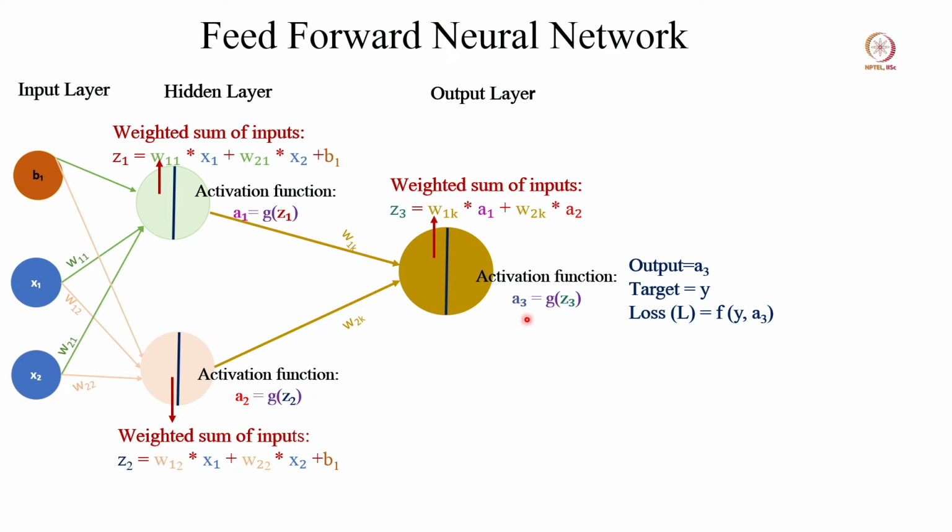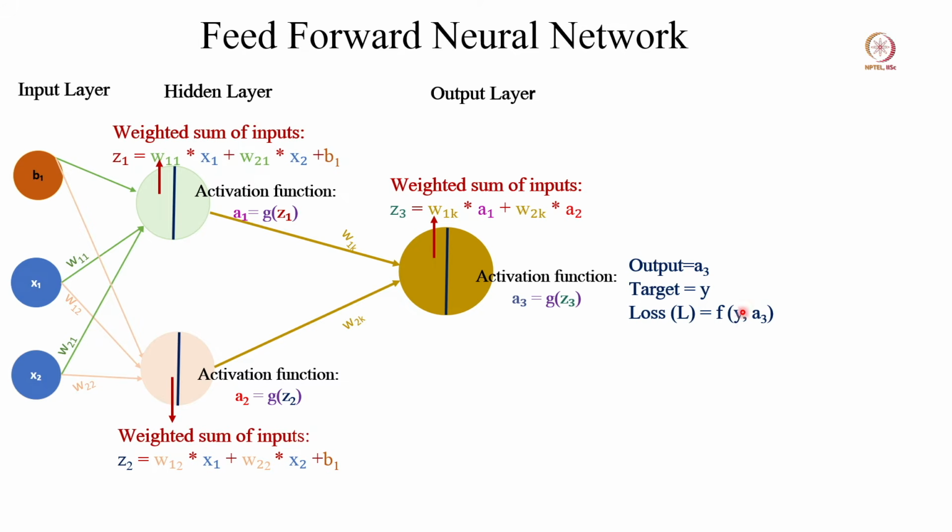Now, suppose your target is y. What is the meaning of target? Target means the ground truth value, the actual value is y, and the predicted value from the neural network is A3. Then there is something called the loss or the error, which is a function of y and A3. It means the loss or the error term is the difference between the predicted value and the ground truth. Okay, it is the difference between these two.